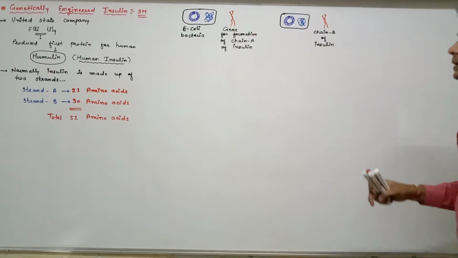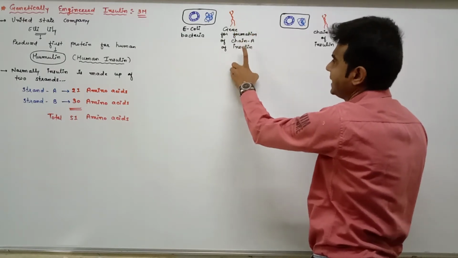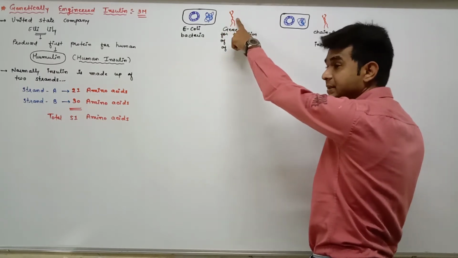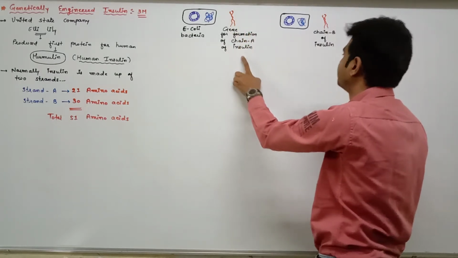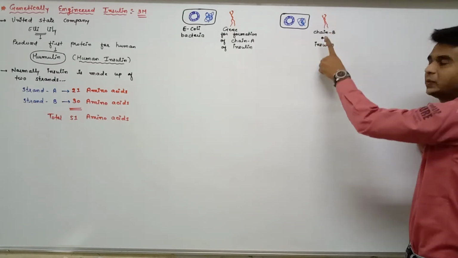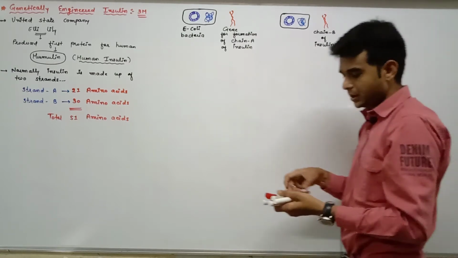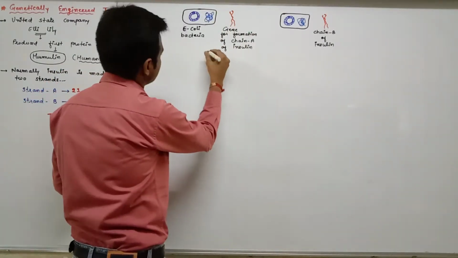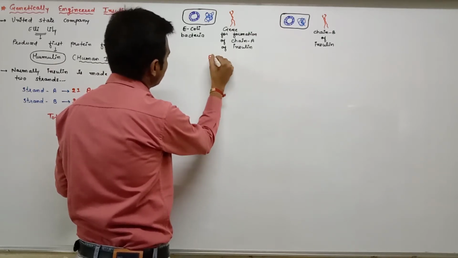Here this is the foreign gene for the formation of the strand A or chain A of insulin. This foreign DNA consists of the genetic code for formation of the chain A of the insulin molecule, and here the foreign DNA consists of the gene for the formation of the chain B of insulin. Now here for this one we use EcoR1, from Escherichia coli RY13 bacteria.